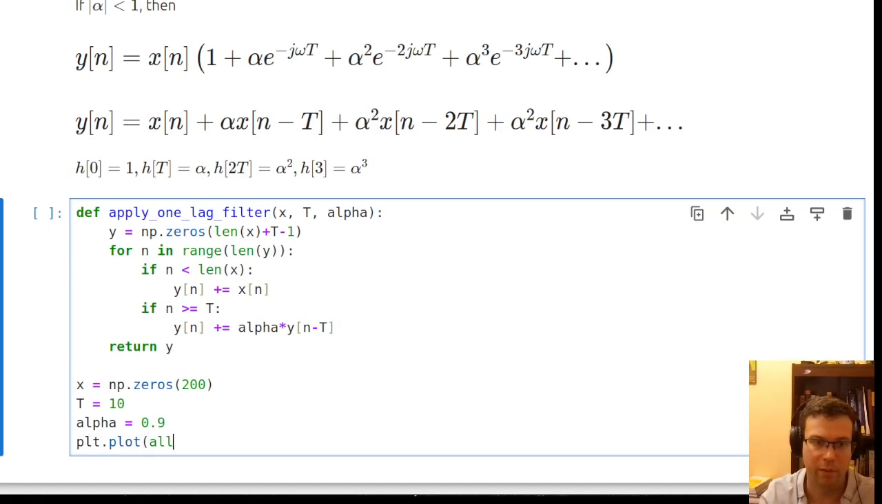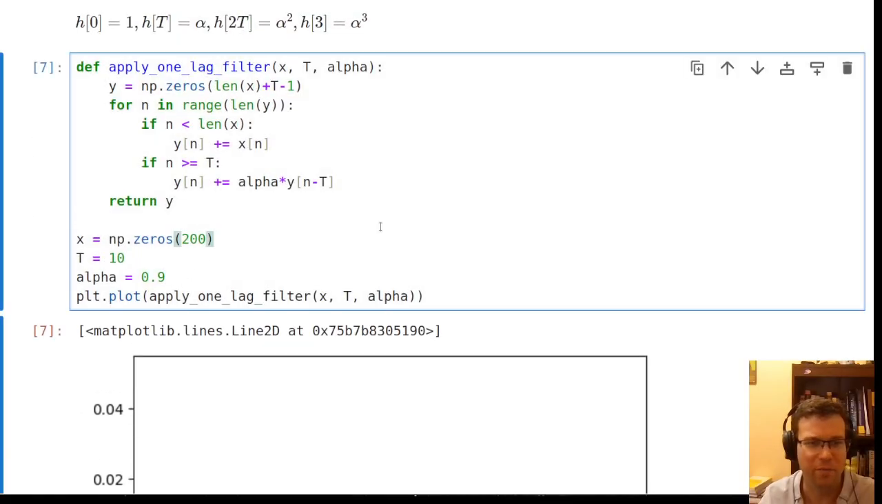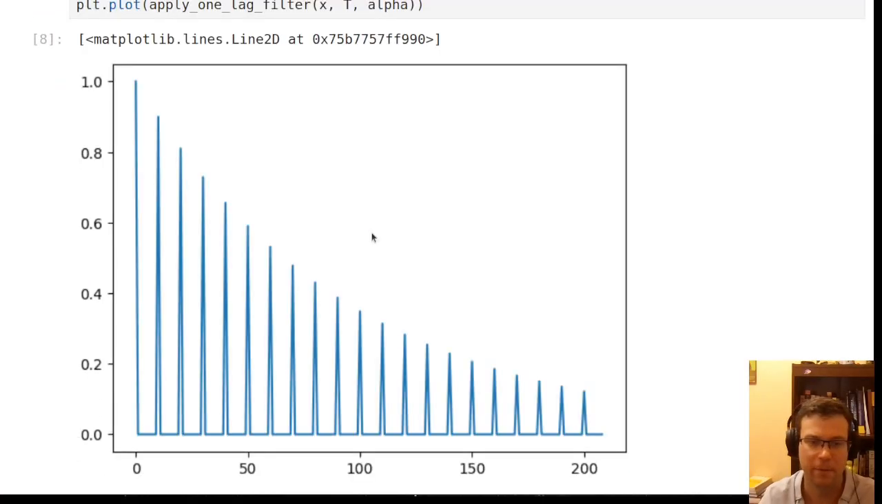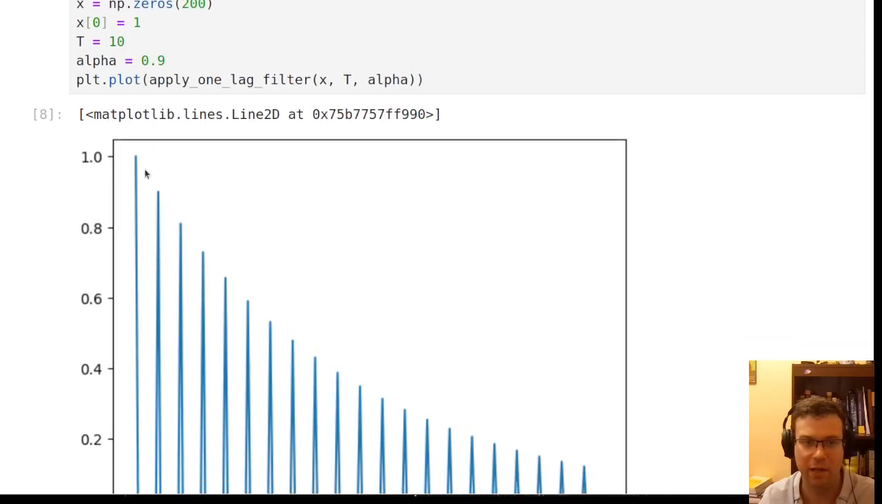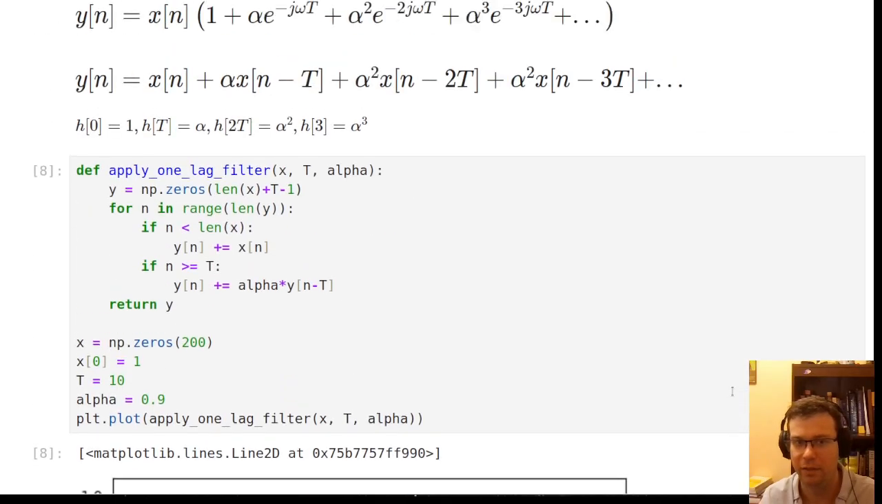So if I apply one lag filter, x, t, alpha, oh, I forgot to actually put the little impulse at the beginning. So I'll say x0 equals 1. So just a little impulse right at the beginning. And this is what it looks like. Every 10 samples I'm going to multiply by alpha. So I'm going to feed back, and every time I decay by an amount of alpha.